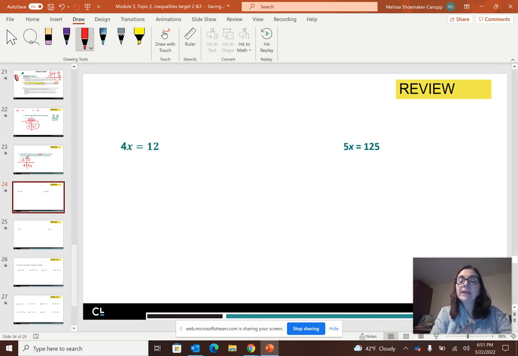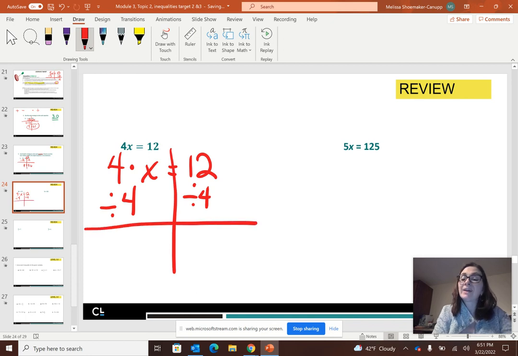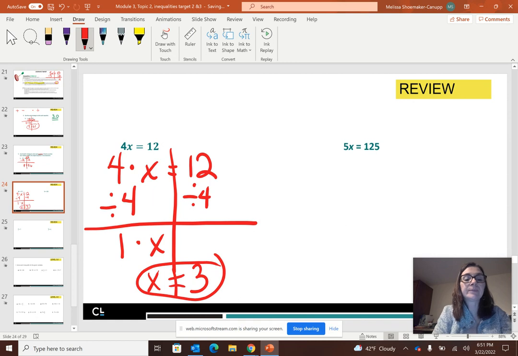We go on to the next review for equations, and here is where we're multiplying. Remember, the 4 and the x smashed together means multiply. So the opposite of multiply is divide. Drawing my lines. If I multiply times 4, then I divide by 4, that's going to be 1. 1 times anything is just going to be whatever it is. And then I do the math. 12 divided by 4 is 3. So I know x has to equal 3.